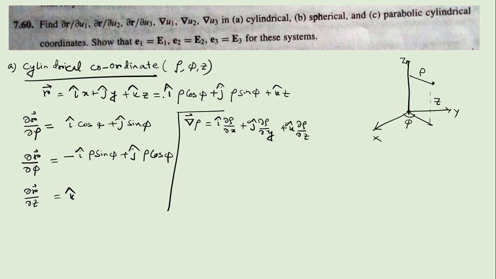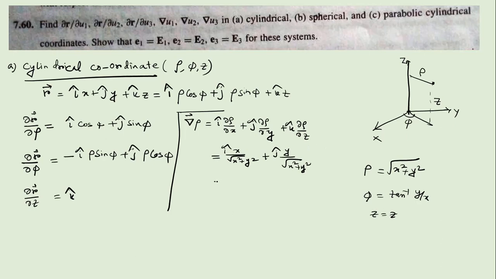If you change rho into x and y, you will get rho equals root under x square plus y square. If you watch the previous one, you know this, and phi is nothing but tan inverse y by x, and z is z. So if you take the derivative with respect to x, you will get x by root under x square plus y square, and for y, j cap y by root under x square plus y square, and the k cap part is 0.